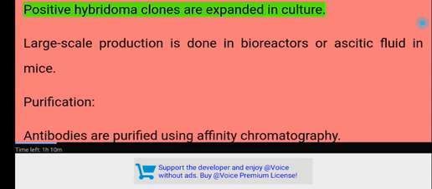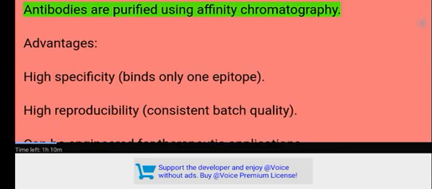Cloning and expansion. Positive hybridoma clones are expanded in culture. Large-scale production is done in bioreactors or ascitic fluid in mice. Purification. Antibodies are purified using affinity chromatography.